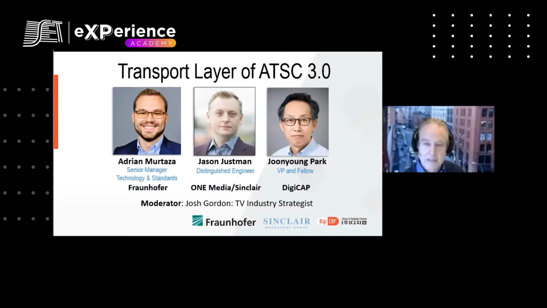Today, three international experts will give you an overview of this transport layer. First, Joonyoung Park, VP and Fellow at Digicap, will put the transport layer into context with an overview of the head-end chain architecture, including the encoder, mux, scheduler, and exciter. Then, Adrian Murtaza, Senior Manager of Technology and Standards at Fraunhofer, will talk about video and audio codecs. Finally, Jason Justman, Distinguished Engineer at ONE Media Sinclair Broadcast Group, will talk us through broadcast and broadband delivery. Let's get started with Digicap's Joonyoung Park.